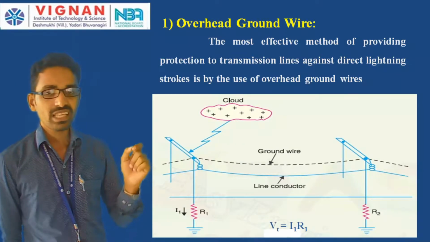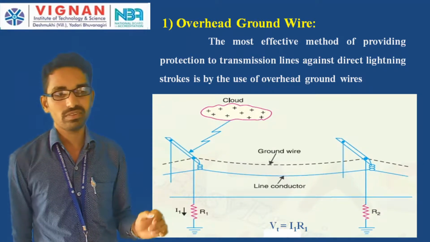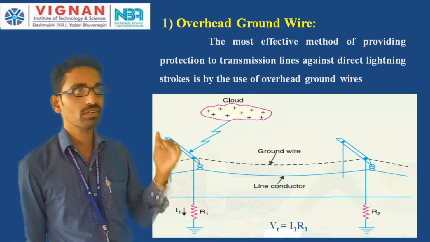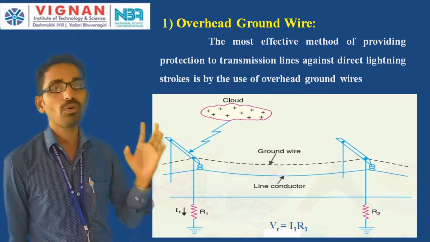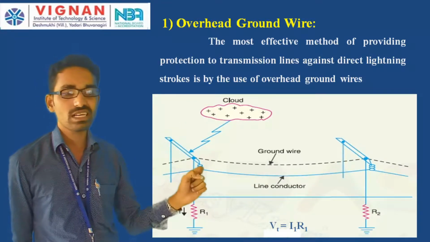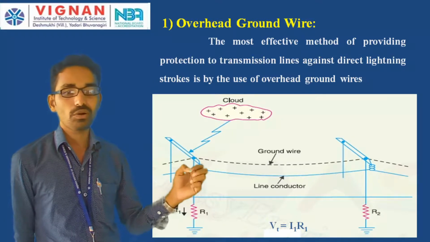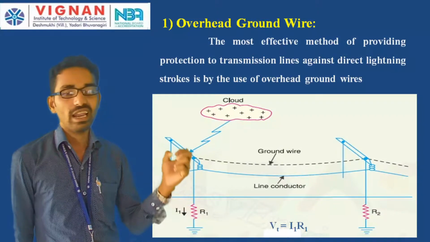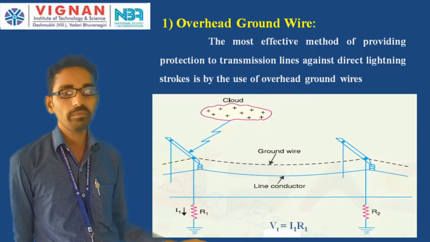The ground wires are placed on the top of the transmission tower. If you see the transmission towers, the topmost wire is the ground wire, that is, the overhead ground wire. So if lightning falls on the transmission line, it is first received by the ground wire, and then the ground wire sends the lightning voltages or currents through the transmission tower to the earth.